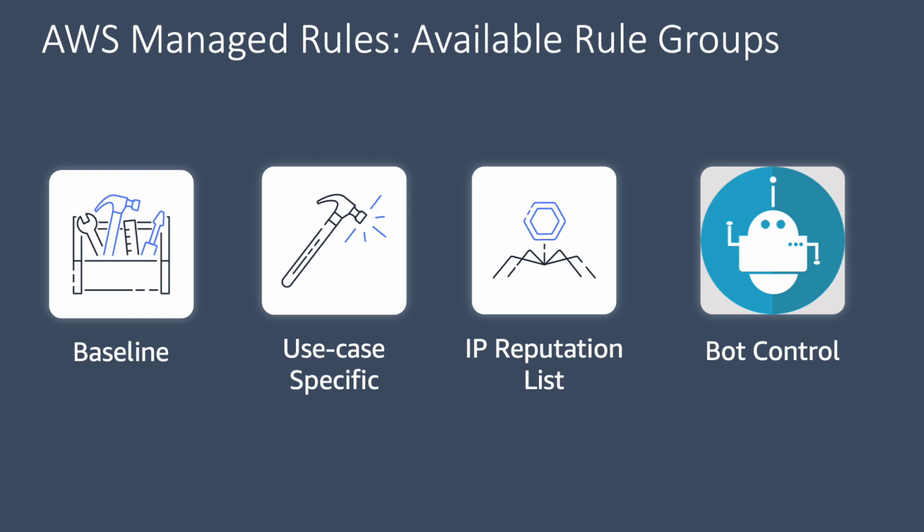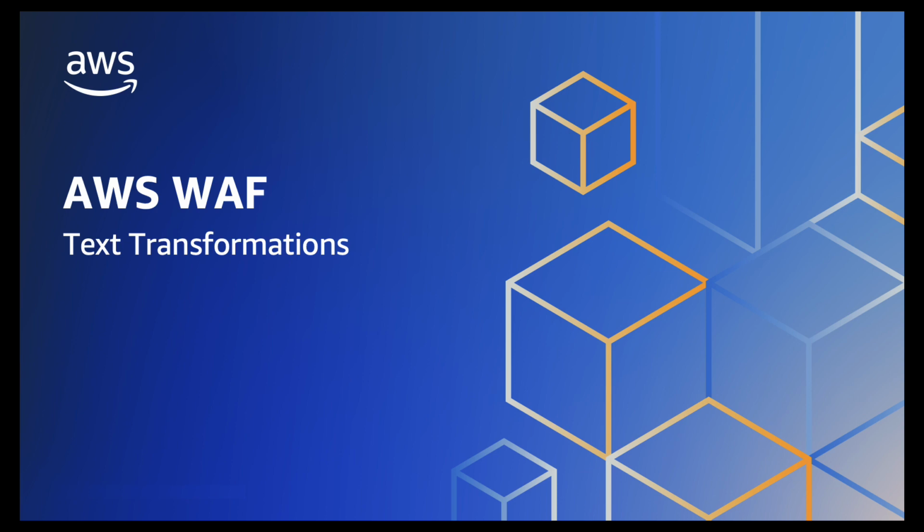Within AWS WAF, we have text transformations. These allow you to reformat web requests to remove any unusual formatting or to sanitize input before rule evaluation. It can be used to identify threats that may be obscured by attackers in an effort to bypass detection.